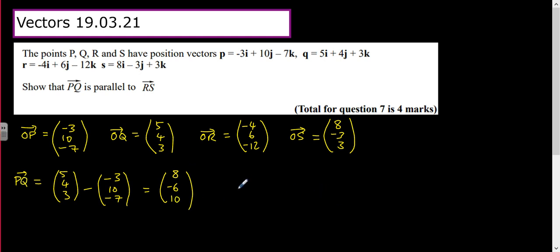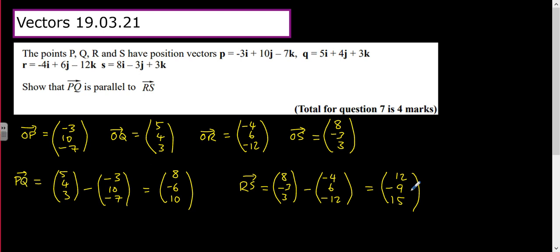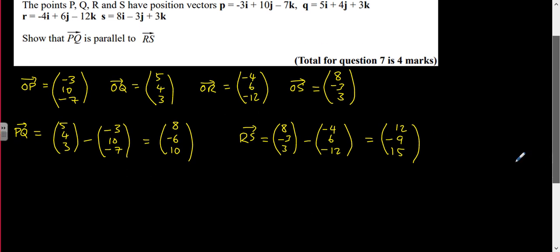So there's PQ. And then we're going to have RS, which is going to be the vector OS minus the vector OR. So it's 8, minus 3, 3 minus minus 4, 6, minus 12, which is going to come out as 8 minus minus 4, which is 12, minus 3 minus 6, which is minus 9, and 3 minus minus 12, which is 15. And what you can see between the two vectors is that the vector PQ in every case is exactly 2/3 of the vector RS.